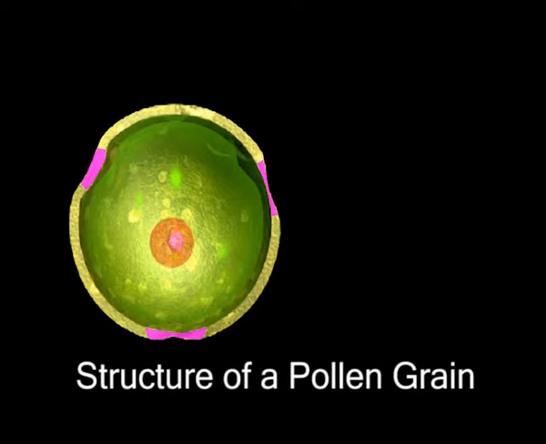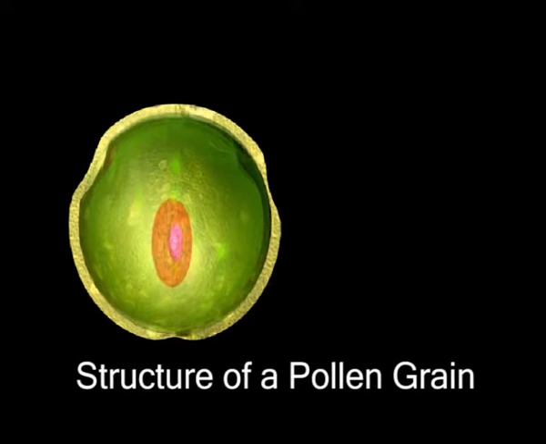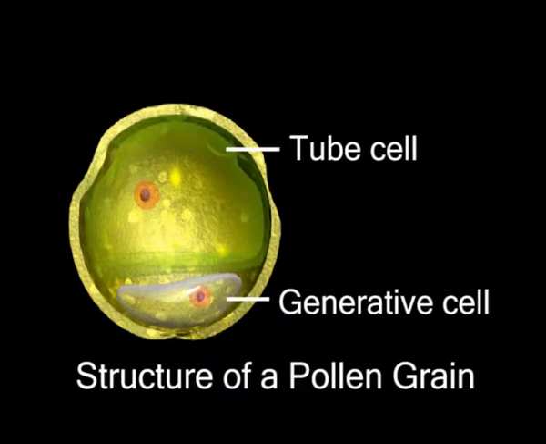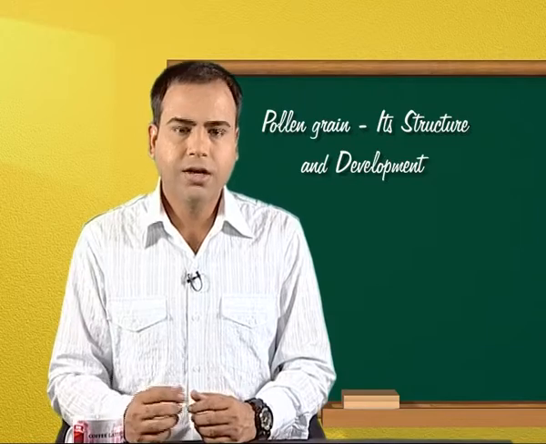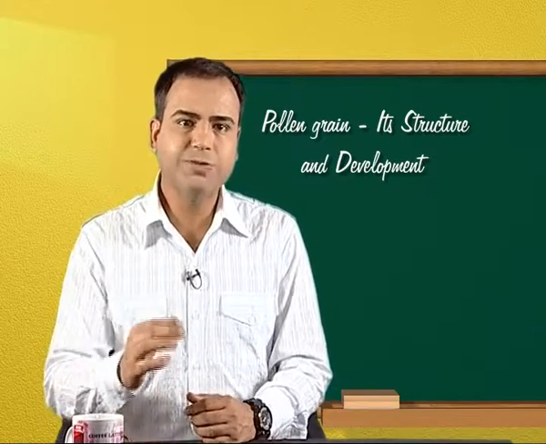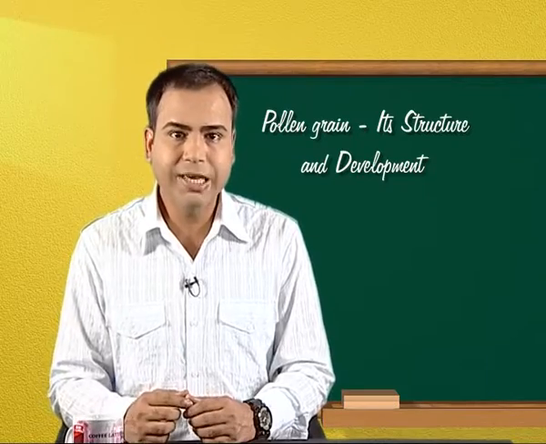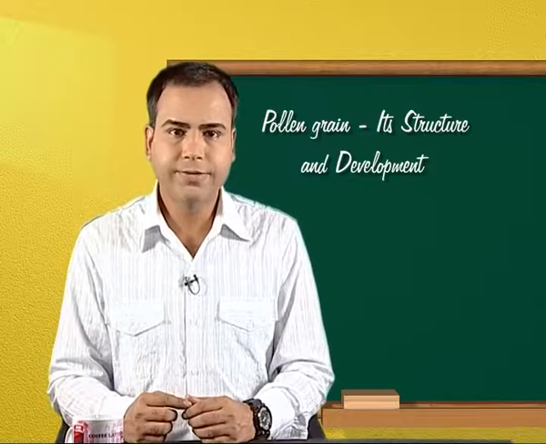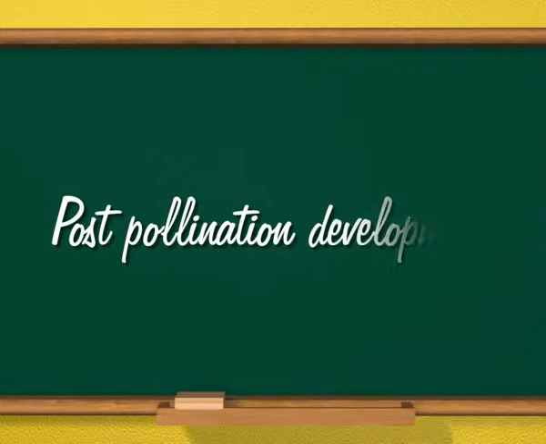In this immature young pollen grain, there is a centrally placed nucleus. As time passes, protoplasm divides mitotically to form two unequal cells. One of them is known as tube cell and the other one is known as generative cell. This was part of pre-pollination development. Now let's see what happens once this pollen grain falls on stigma, meaning once pollination has taken place. Watch it again. Post-pollination development.